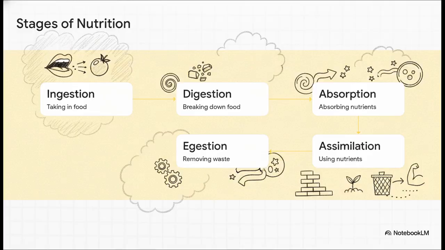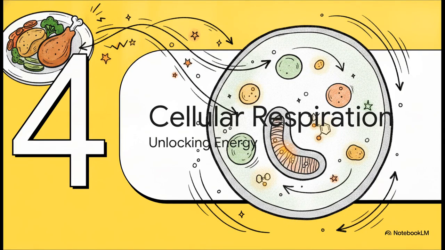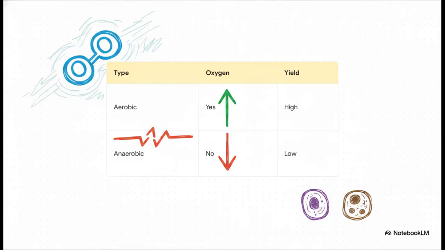Super straightforward. That brings us to Section 4, unlocking energy through cellular respiration. We're zooming way in from the macro level of eating down to the microscopic level of cells. Now, what's really interesting here is this classic exam comparison, aerobic versus anaerobic respiration. The huge game changer, oxygen. Aerobic requires oxygen and yields a massive amount of ATP, plus CO2 and water. Think of it like highly efficient fuel for a marathon.